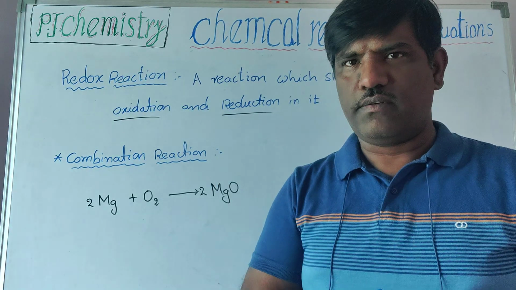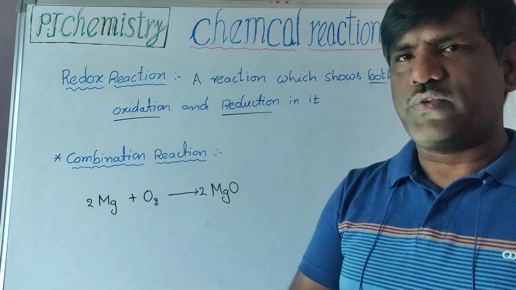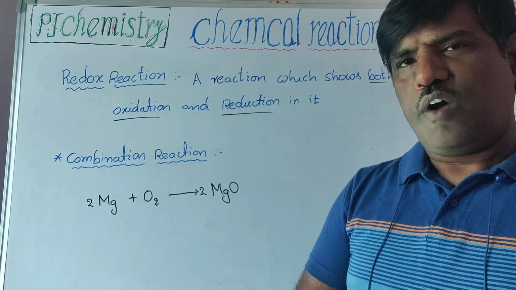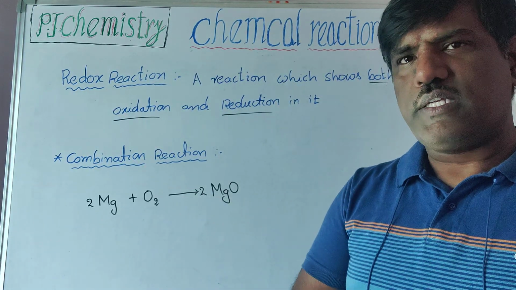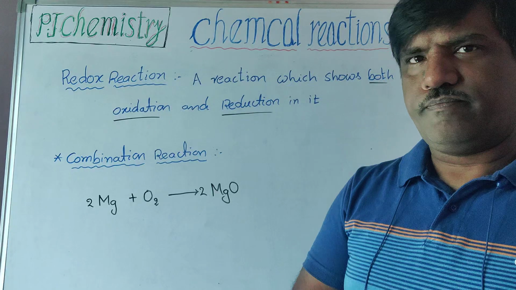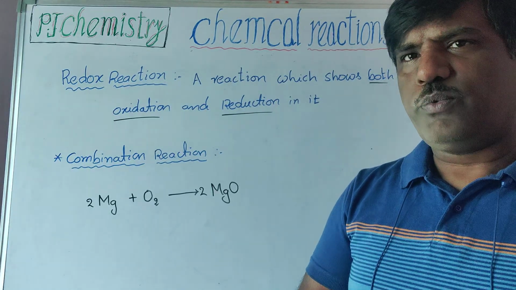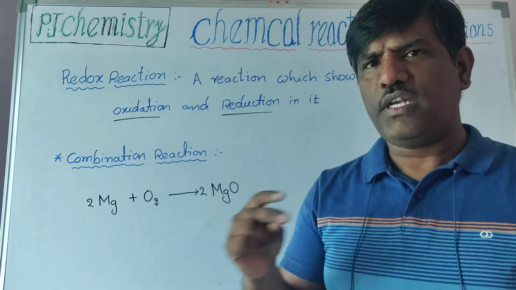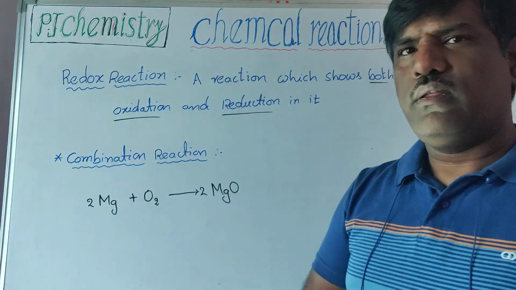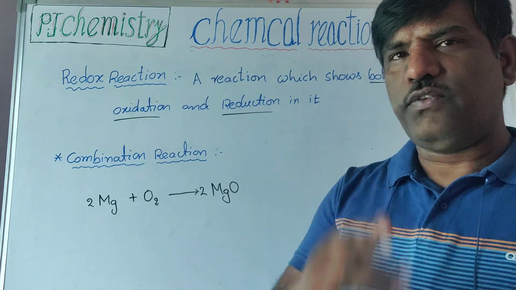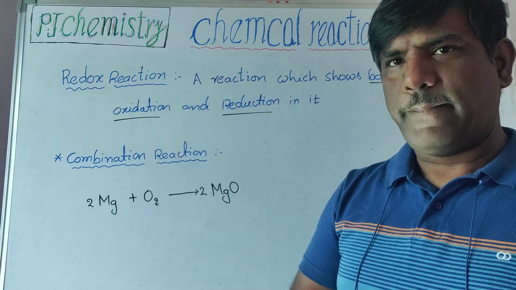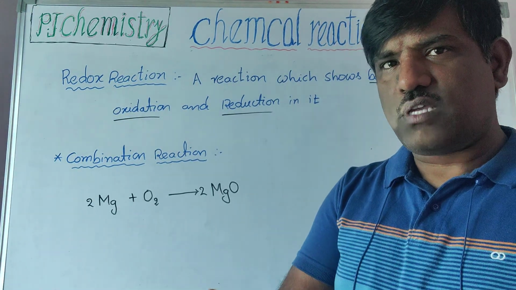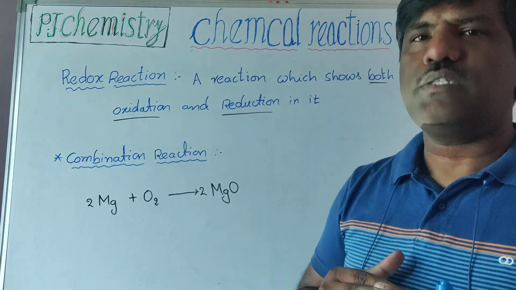Next, second type of question, same equation. How do you prove that the equation is a redox reaction? How do you prove that the reaction is a redox reaction? Now immediately we have to go for the third and fourth definitions we discussed. The third is loss of electrons, oxidation; gain of electrons, reduction.